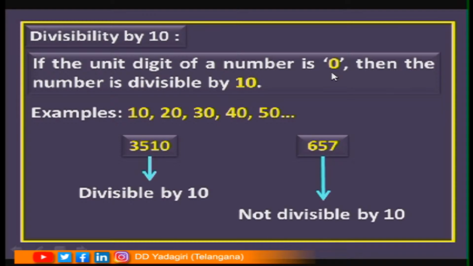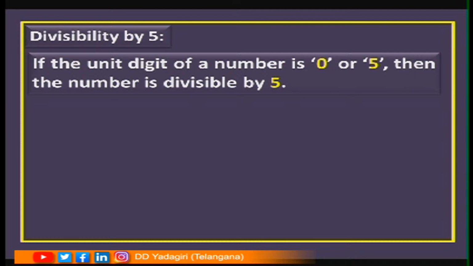Now, let us move on to our next divisibility, that is divisibility by 5. If the unit digit of a number is 0 or 5, then the number is divisible by 5. Let us take examples like 5, 10, 15, 20, 25, and so on. All these numbers are divisible by 5. Why are these divisible by 5, children?